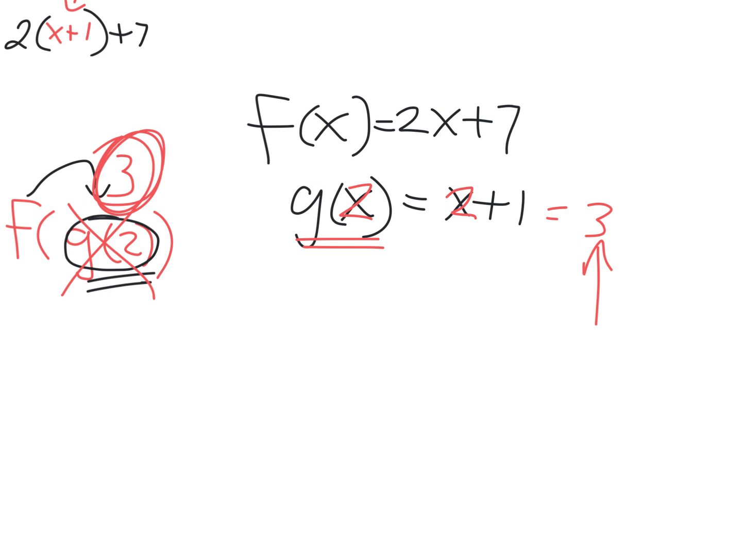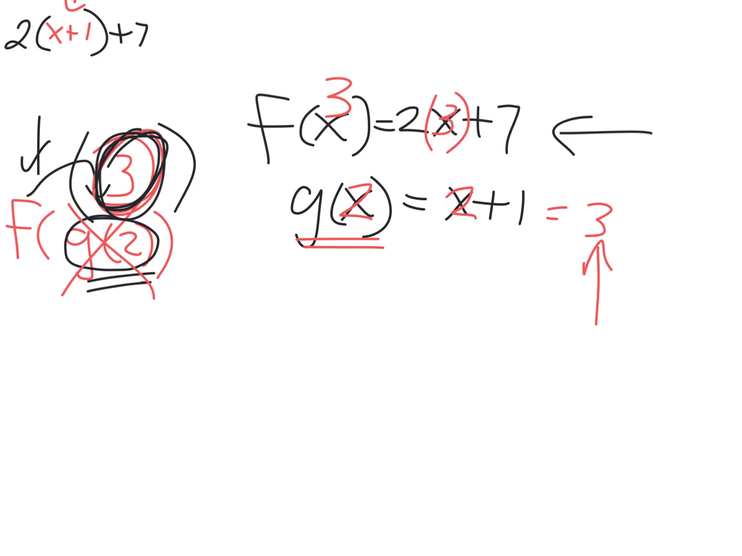F of 3. See, I haven't done the f function yet. It hasn't eaten anything. The f function has not even been involved yet. But now the f function is going to eat this. F of 3. So then I put the 3 here, and that's just labeling it. F of 3 is, put the 3 here.